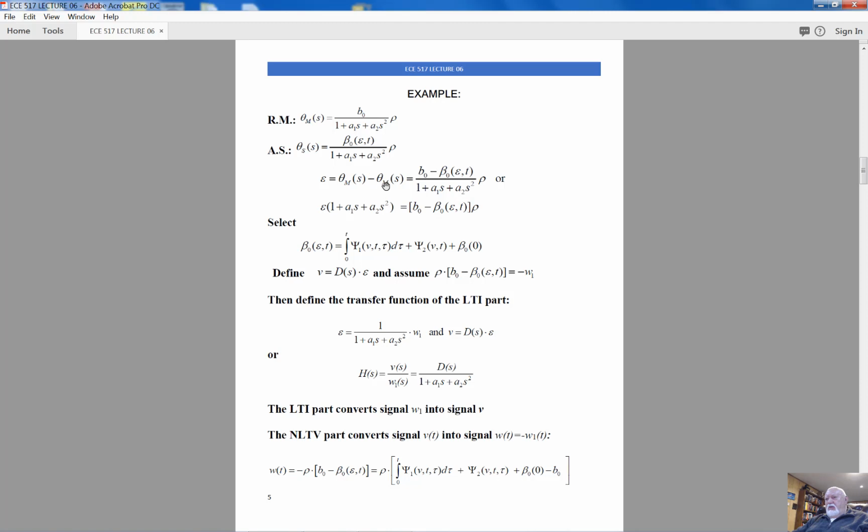Don't forget that this is theta of the system. This is the expression for the error. The adaptation mechanism is right here in the definition of beta 0 as a function of error and time. Rho is the common input of the reference model and the adjustable system. You know, we have to impose certain conditions on the nonlinear part. And to make it flexible enough, we will define the adaptation mechanism by this expression. It has the integral part and the proportional part. And they both depend not on the error explicitly, but on a variable v, and variable v is defined here.